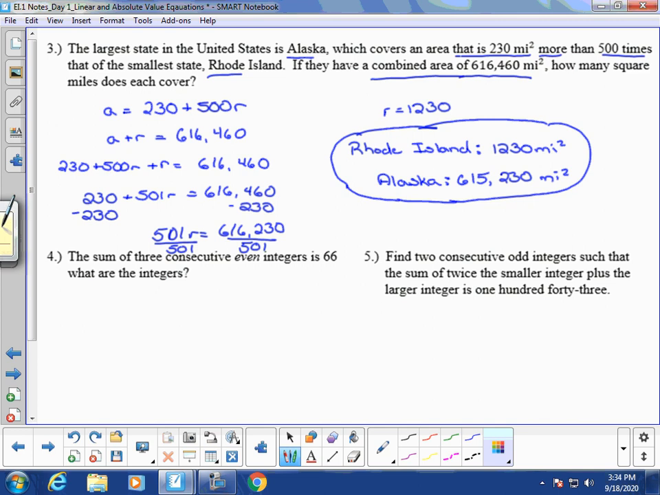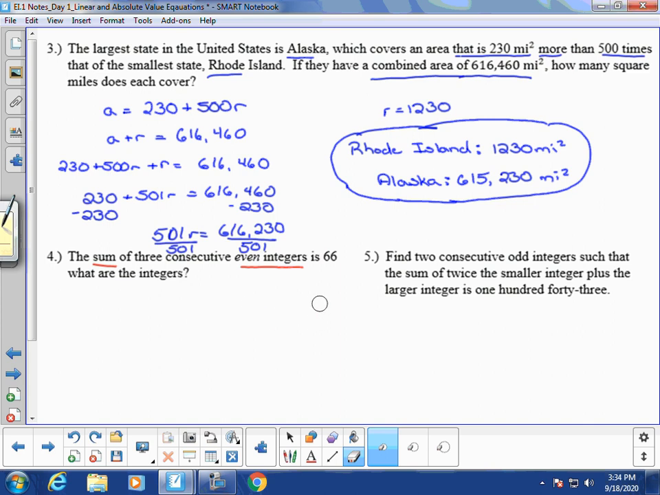It says the sum, notice the sum, meaning we're going to add, of 3 consecutive even integers is 66. What are the integers? So we don't know what they are. But what we know is that they're even integers. So it could be 2, and then we skip 3, and we go to 4, and then we skip 5, and we go to 6, and we skip, and we go to 8, and so on and so forth. So every time we go from one integer to the next, we skip one. We move over 2 places.